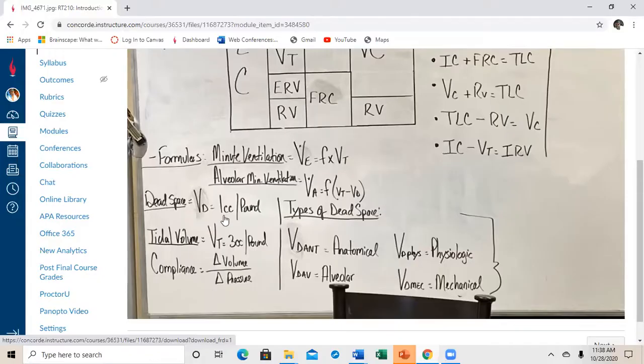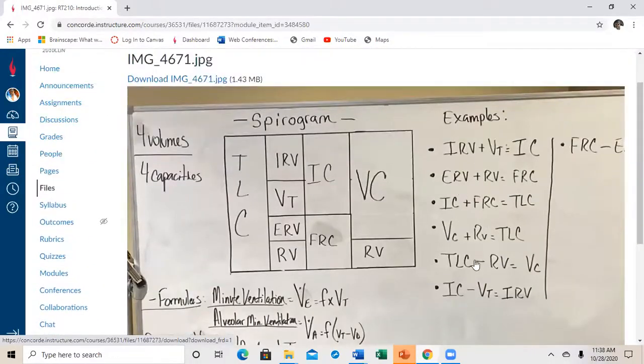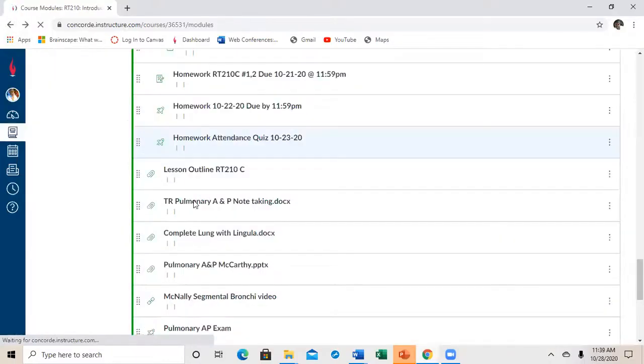Dead space, 1 cc per pound. If they give me the weight in kilograms, I must convert it to pounds before I start talking about dead space. Tidal volume, if I'm going to estimate it, would be 3 cc's per pound, okay? Compliance is change; this little triangle means change. Change in volume over change in pressure. Four types of dead space: anatomical, alveolar, physiologic, and mechanical. That's what Ms. Rose told us, right? And these are some examples up here of some addition for the spirogram. All right, so that's whiteboard number 1.